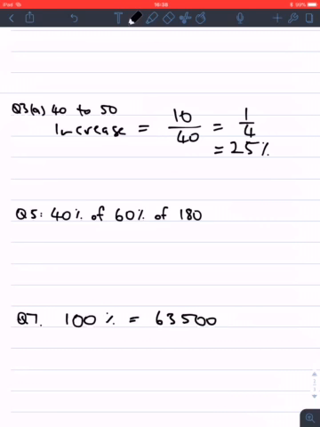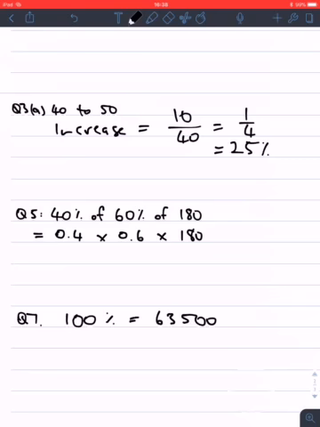All right, moving forward. Question 5, 40% of 60% of 180. Let me write this out as a maths question as if I had a calculator first of all. I'd write 0.4 times 0.6 times 180. And it doesn't matter which order you do those multiplications. If you have a calculator, there's nothing to that. So the trick then, how do we do it without a calculator?